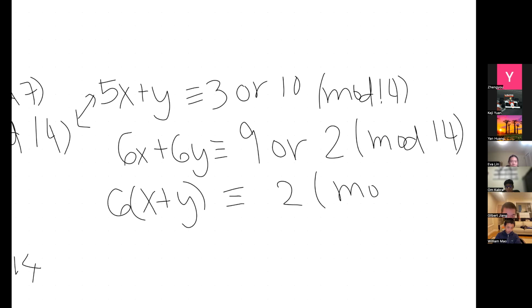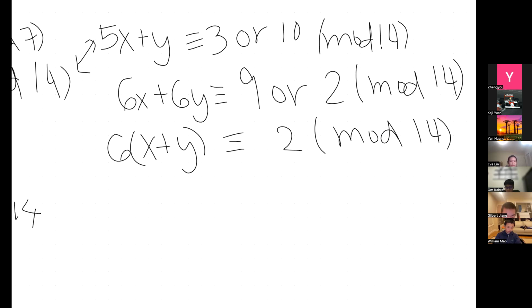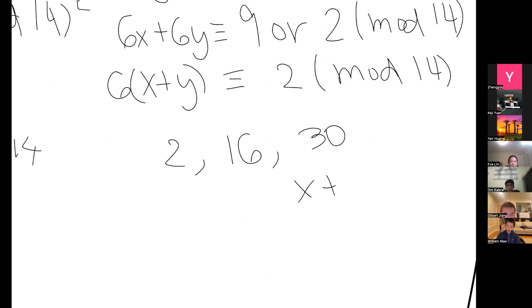From here, you can try out different values that are equivalent to 2 mod 14 and also divisible by 6. You can start with 2, which obviously isn't divisible by 6. Then you add 14 to get 16, and that's not divisible by 6. So you add 14 again to get 30, and that is divisible by 6, so you get the minimum value of x plus y.